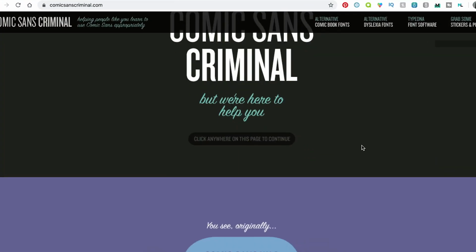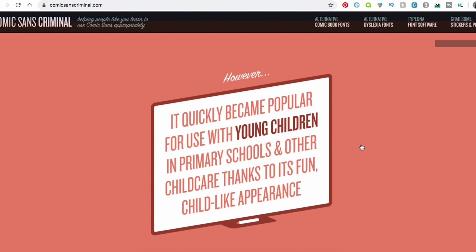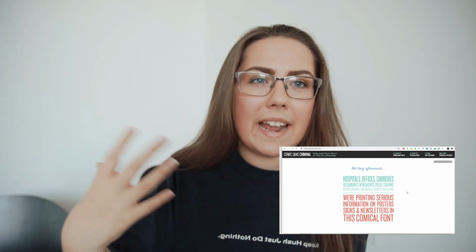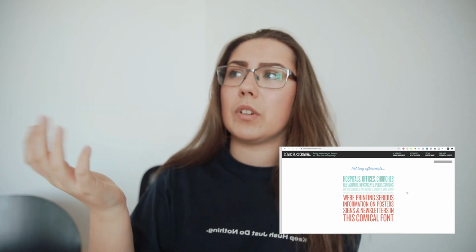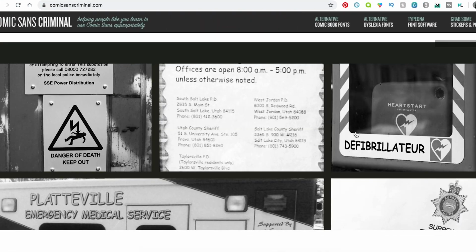So if we take a look at Comic Sans Criminal, you can see that it tells you the story of Comic Sans. So it tells us that Comic Sans was made for comic book style speech bubbles. And after that, it became popular with children. A fun fact is that it is actually quite easy for dyslexic people to read typefaces like Comic Sans. Before long, the typeface was being used and not in its intended purpose. So that's when we start seeing people like hospitals or corporate entities, churches, all these other places in the world using this typeface, and it's not really communicating very appropriately.